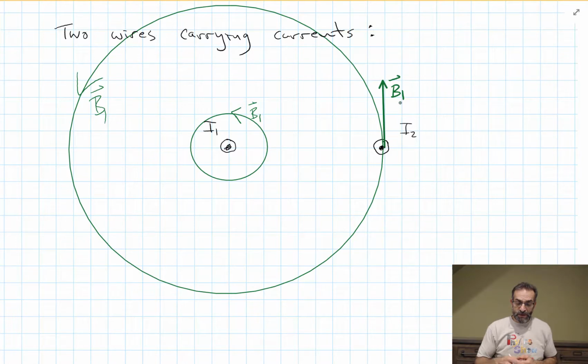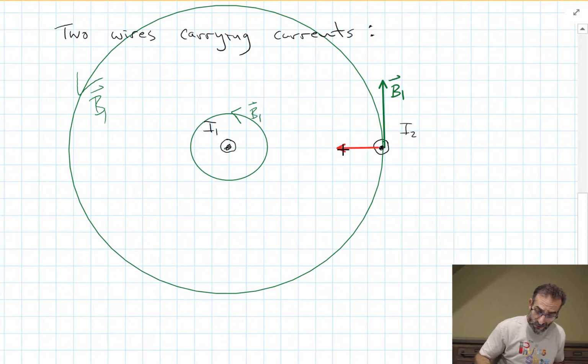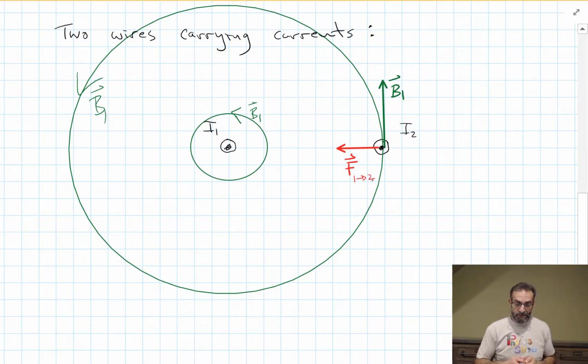So what direction would the force be on wire 2? The force is IL cross B. I is out of the page. B is toward the top of the page. So my thumb, when I do I cross B, points toward the other wire. That's the force of wire 1 on 2. The force on 2 due to 1.